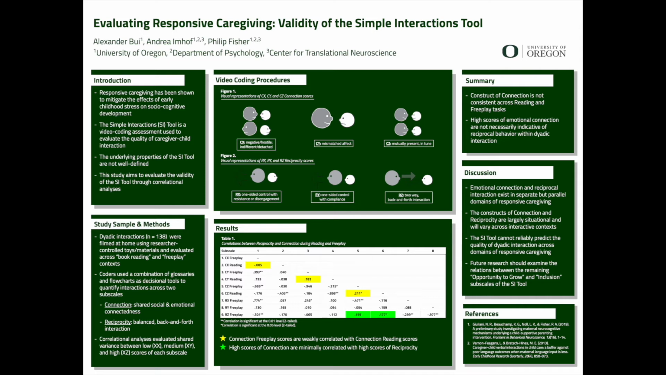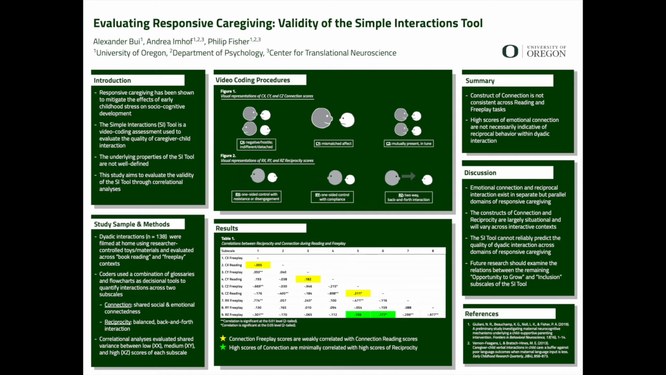The Connection subscale measures the degree of shared emotional connectedness and is divided into low, medium, and high scores. As seen in Figure 1, a code of CX is given if there is little to no visible emotional connection. A code of CY is assigned if there is evidence of connection but not necessarily matched, and CZ if there is mutual emotional awareness between the caregiver and child.